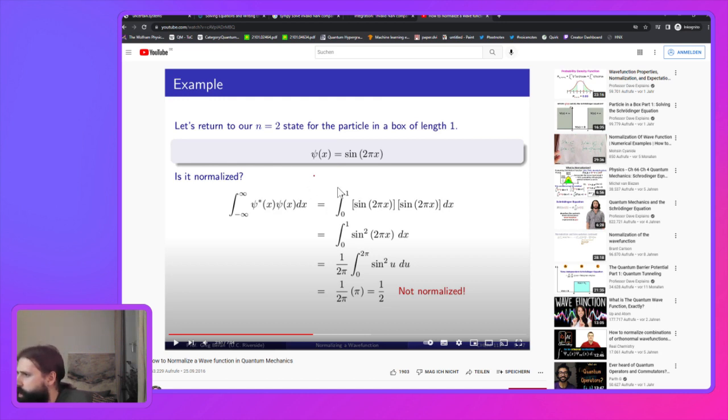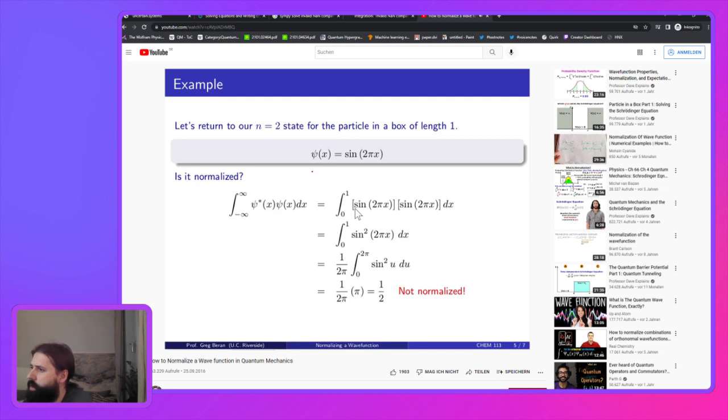Why are we changing the frames here? The normalized wave function has this form, psi of x equals sine 2 pi x. So we're going to check if this is normalized. We plug that psi into our general expression for psi star psi integrated over all space. So you can see I plugged in psi squared.